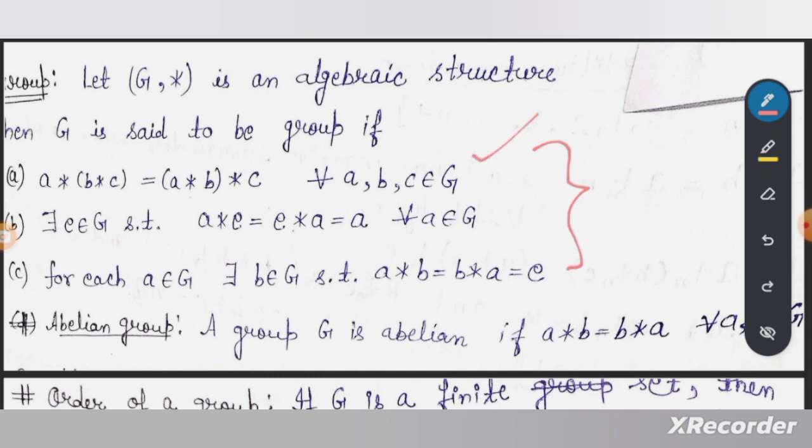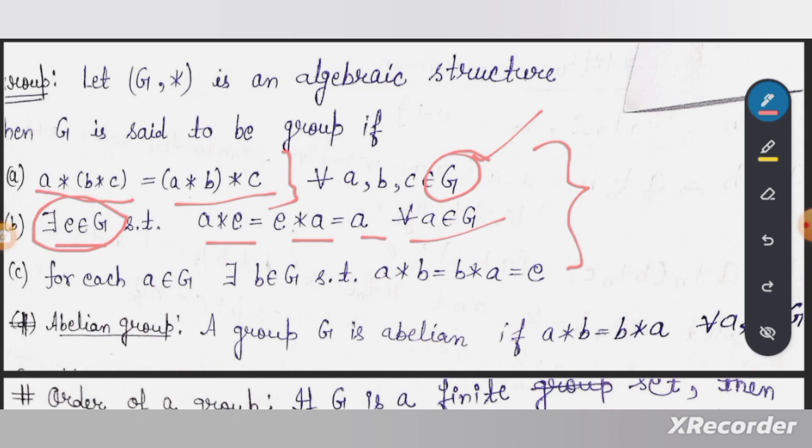First is associativity. That is, if you take any three elements of the set G and you operate them like this, and if they are equal, so this is the associativity. The second property is existence of identity. If there exists an element E belonging to G such that A star E equal to E star A equal to A for all A belonging to G, this implies the existence of identity.